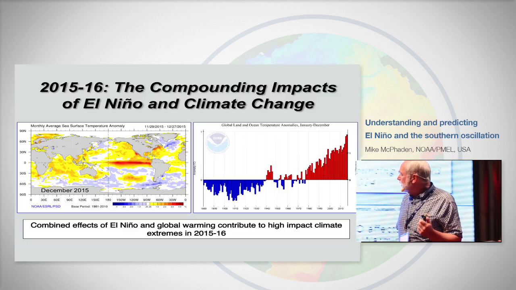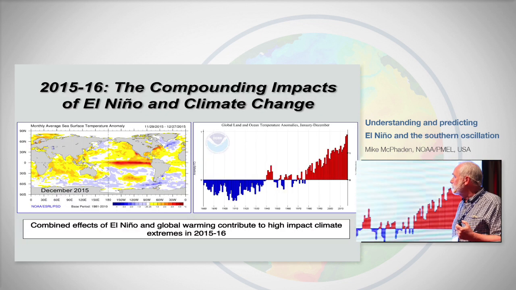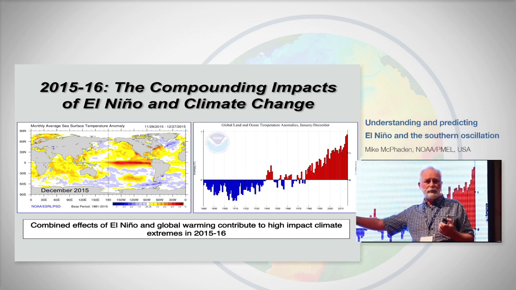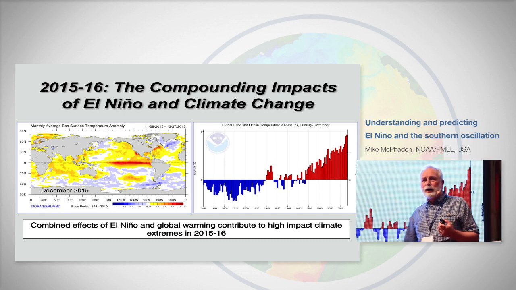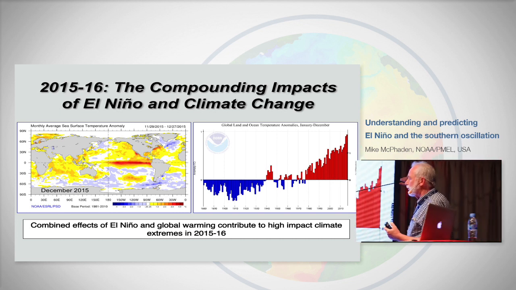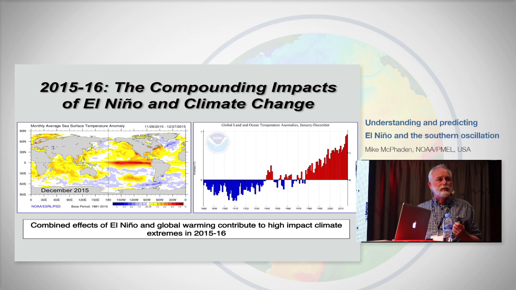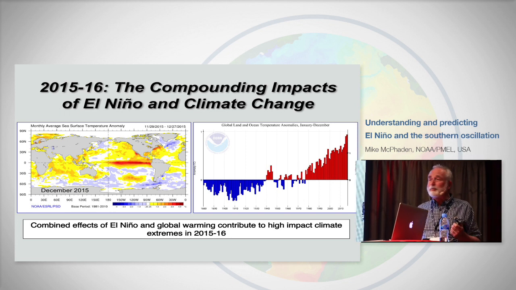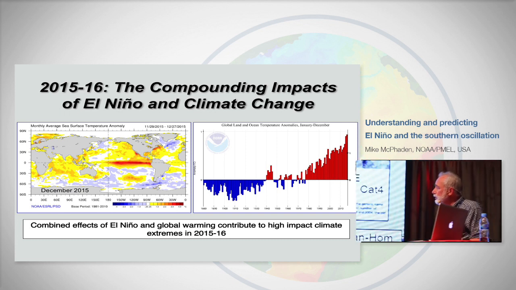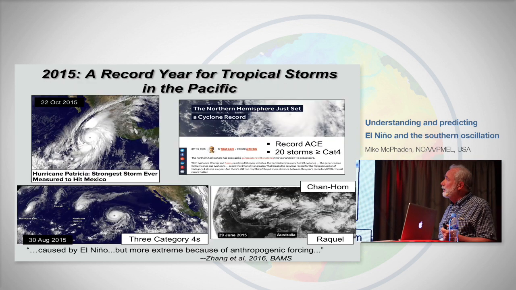There's another aspect to this, which is that even if we can't say that El Nino has been affected by global warming, what we can say is when a big event occurs on a background of rising temperatures, this leads to some extreme climate events. And I'll show you a couple of those.